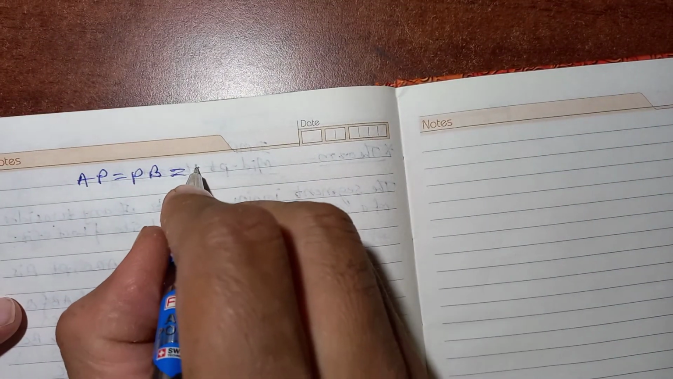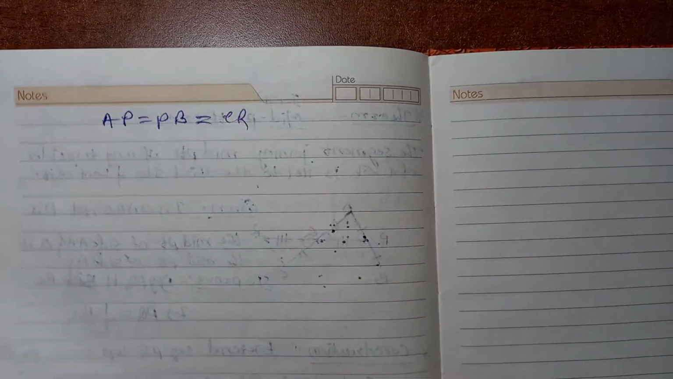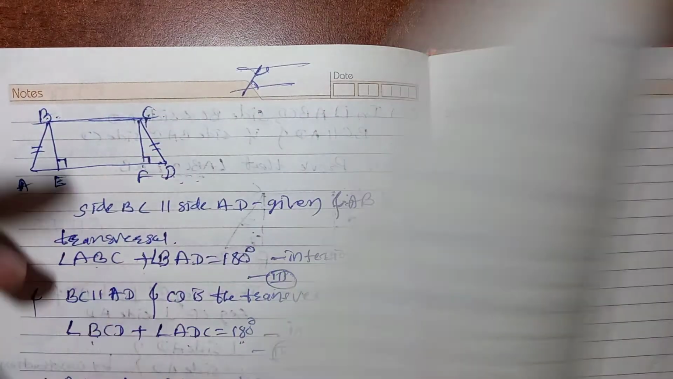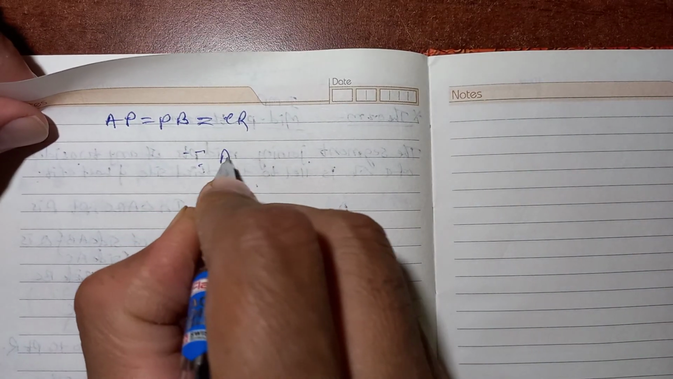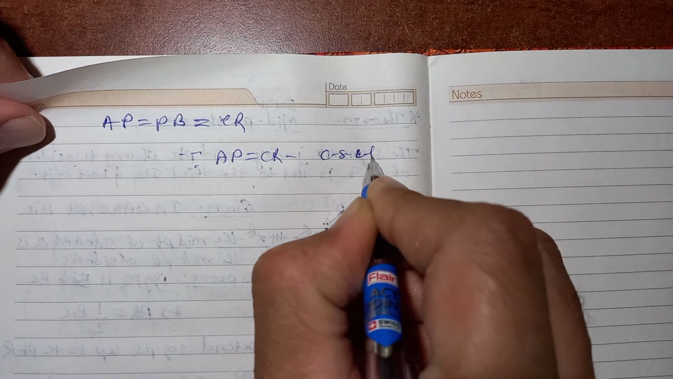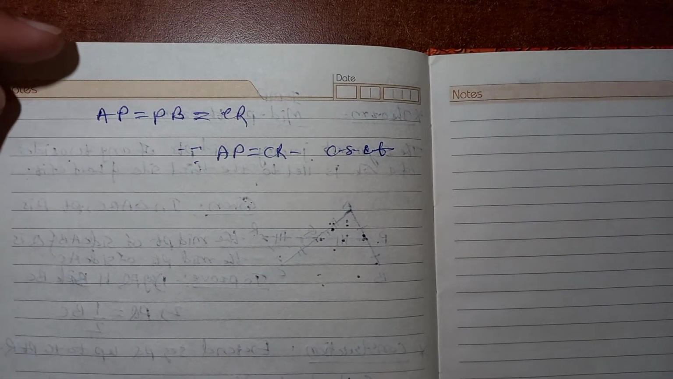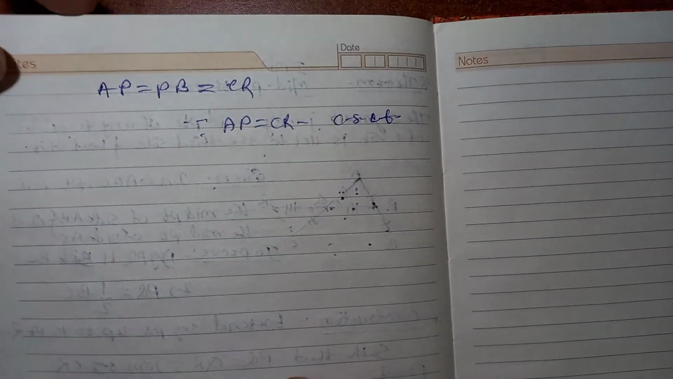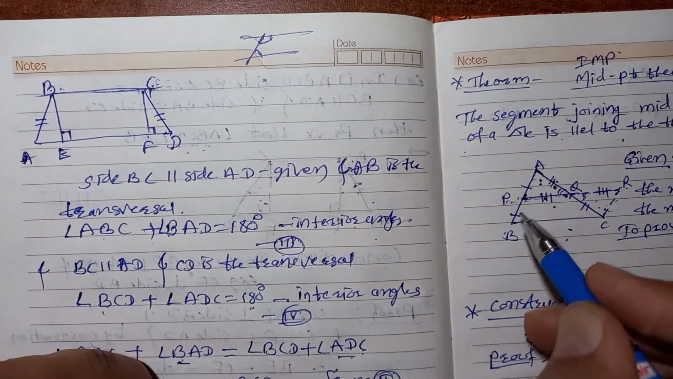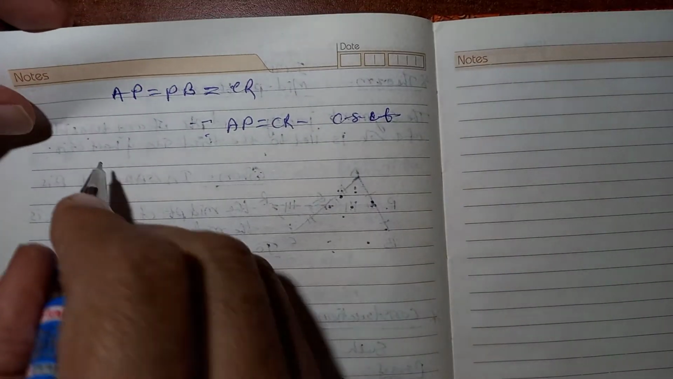First one, here we showed AP is equal to PB is equal to CR. How is AP and CR congruent? Because AP is equal to CR. This is corresponding sides of congruent triangles, because already we showed these two triangles are congruent, no? So their corresponding sides are also congruent. So AP is equal to CR. Now here see in the figure, AP is equal to PB. So here we can say PB is parallel to CR.